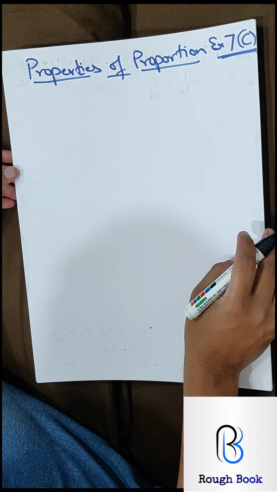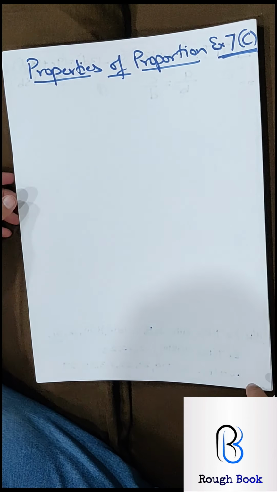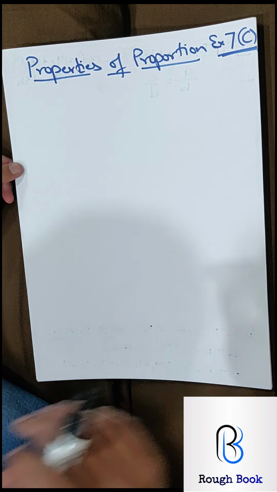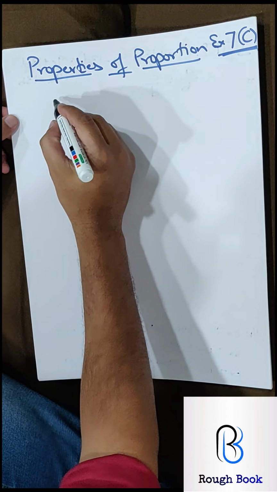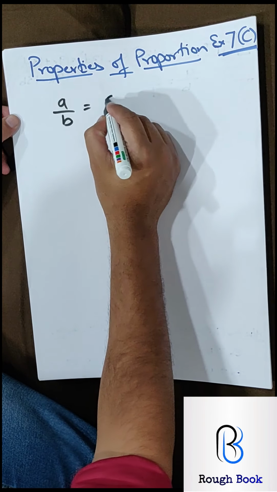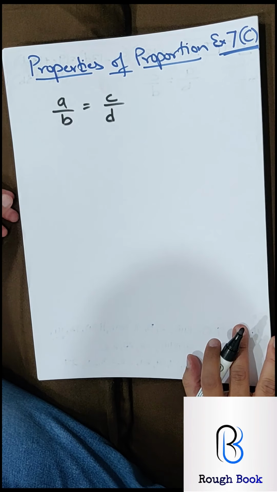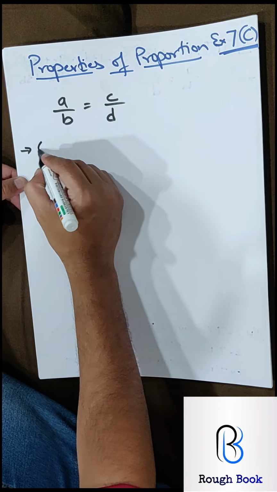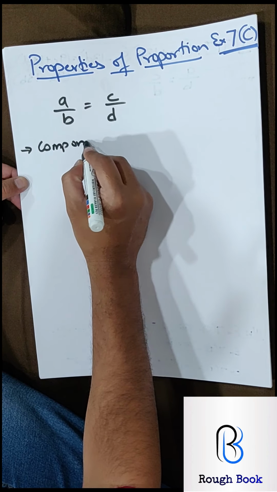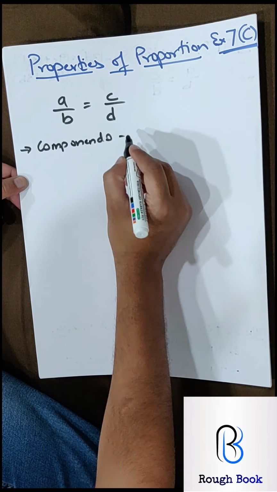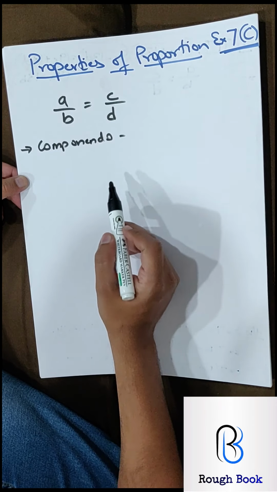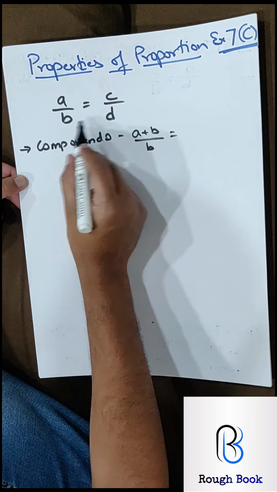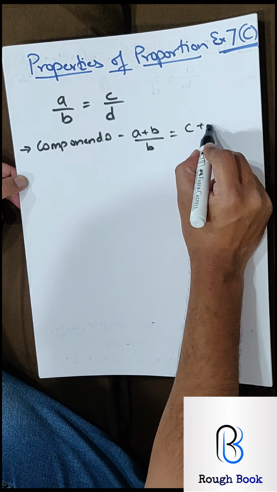What are these properties of proportion? We need to understand, very important. Every year we see one question in the board based on this for 4 marks. So when they say properties of proportion, first let's consider one proportion as A upon B equals to C upon D. The first property of proportion, componendo. So when they say componendo, the denominator gets added to the numerator. So it becomes A plus B upon B on both sides of the proportion, that is both the ratios.